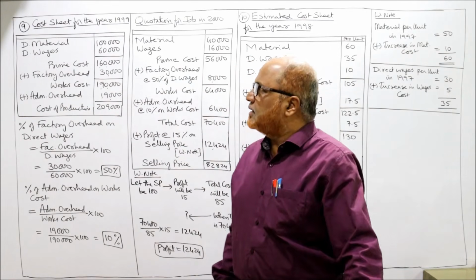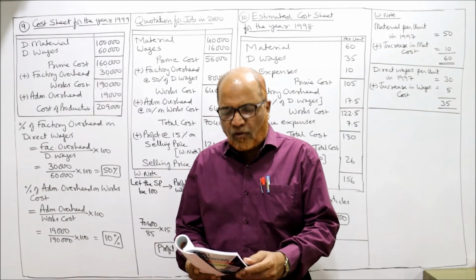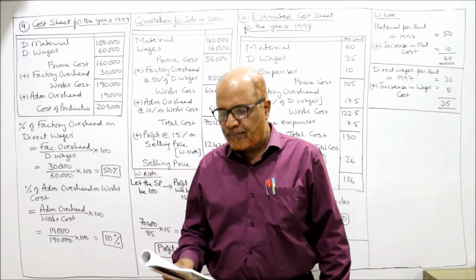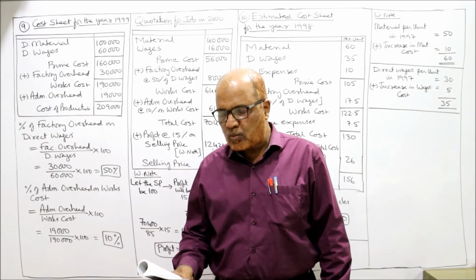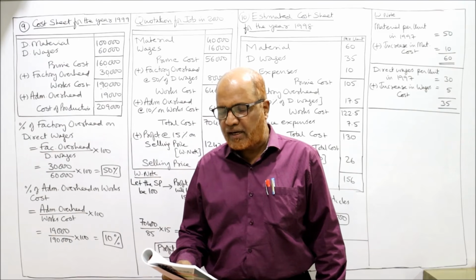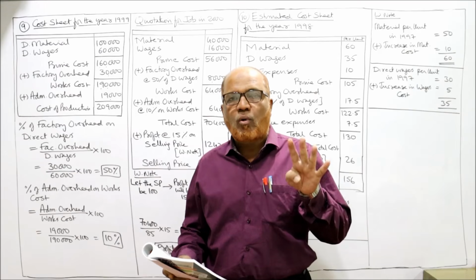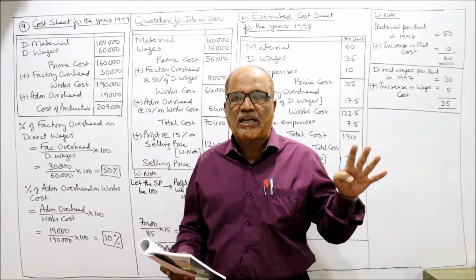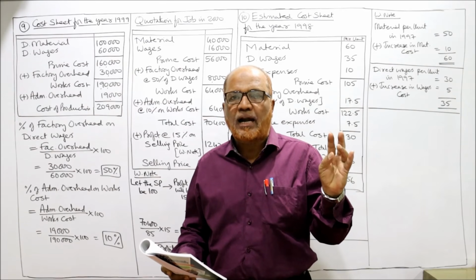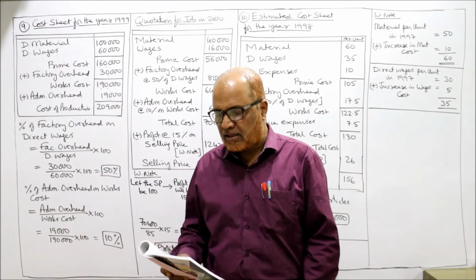Come on students, now we'll start the next problem, that is problem number 9. See the problem number 9. The following amounts were spent in a factory during 1999. Direct material 1 lakh, direct wages 60,000, factory overhead 30,000, administration overhead 19,000. The 4 elements of cost are given that was incurred during 1999. Direct material, direct wages, factory overhead, administration overheads. These 4 items are given for 1999.